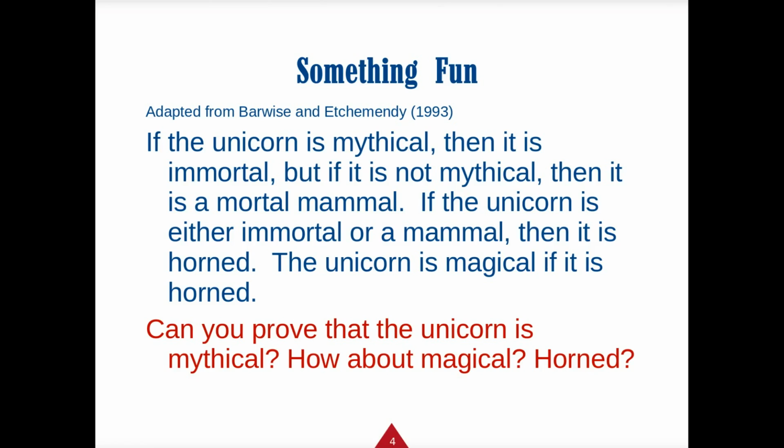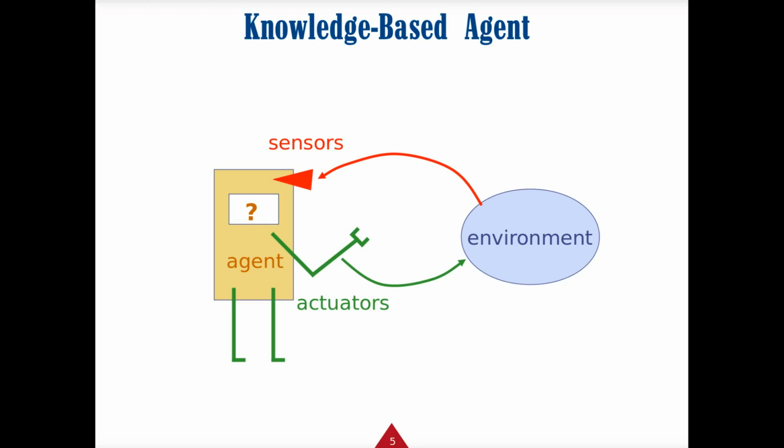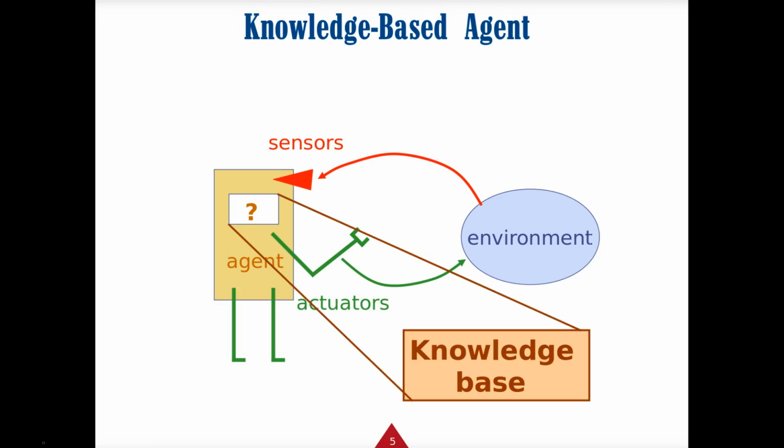So for a knowledge-based agent, our environment feeds our sensors and the actuator modifies the environment, but our black box is a knowledge base. A knowledge base is basically a representation of constraints and logical elements to represent particular data sets.